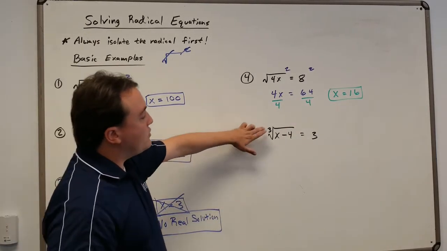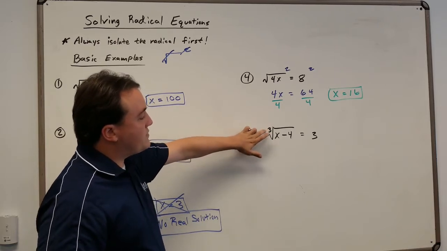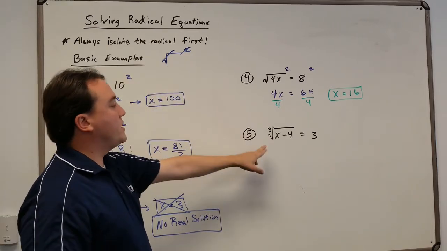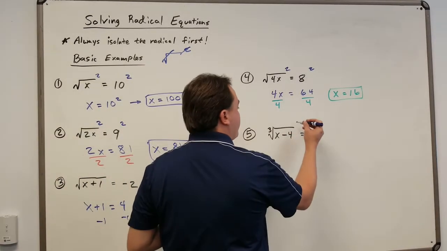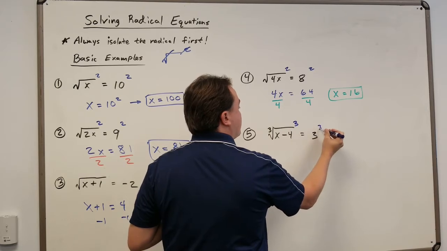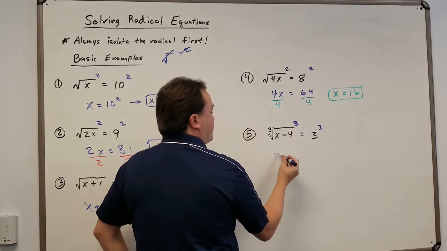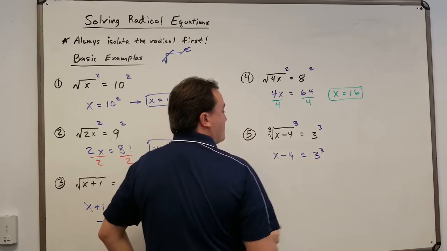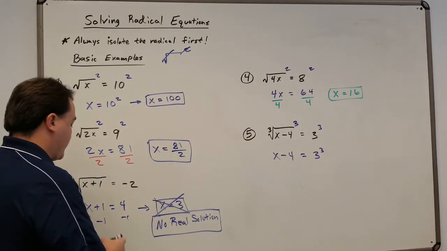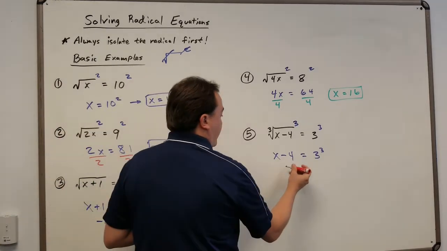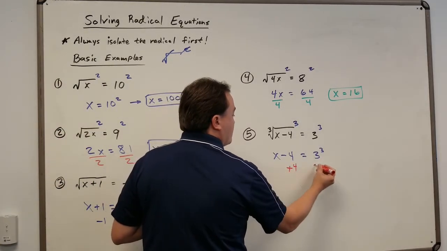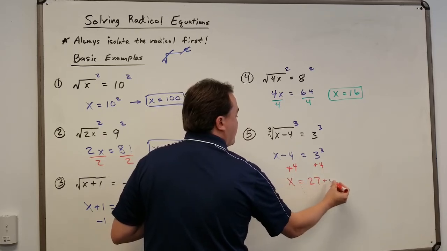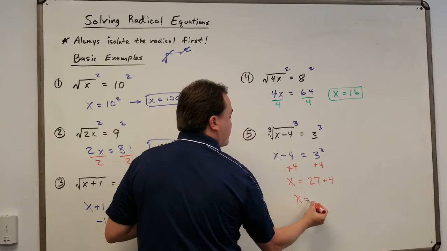Since we have a cube root, we have to do the opposite of a cube root. Like here we have a square root, so we square it. Here we got a cube root, so we have to cube it. So we get x minus 4 equals 3 cubed. 3 cubed is 27. And we add 4. x equals 27 plus 4. So x equals 31.